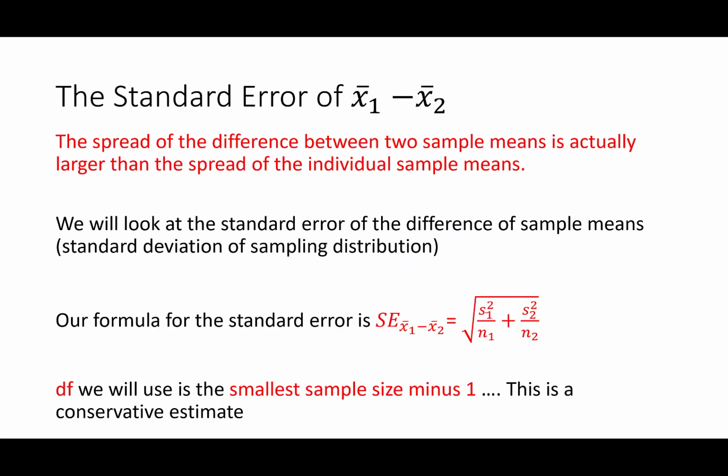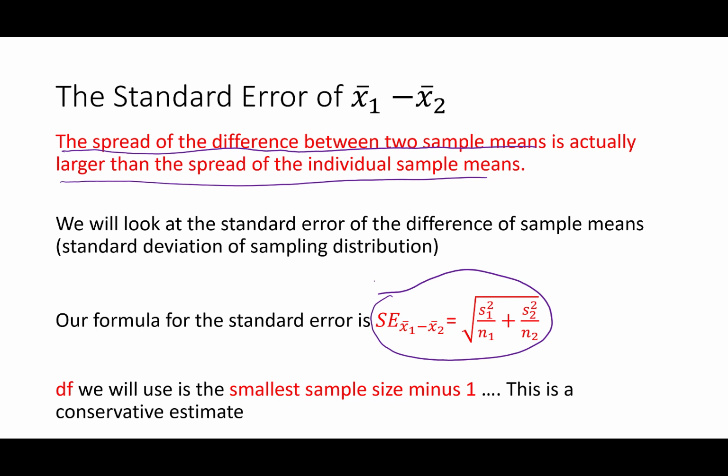To recap, so you have things in your notes, the spread of the difference between your 2 sample means is actually going to be larger than the individual sample mean spreads. And it's denoted by the notation and formula right here. It's essentially adding your 2 spreads together. The degrees of freedom that we'll be using for our t-distribution, while there's different ways to go about it, we're going to be looking at the smallest sample size minus 1. So think of this, df will equal n smallest minus 1. Now this is a conservative approach.